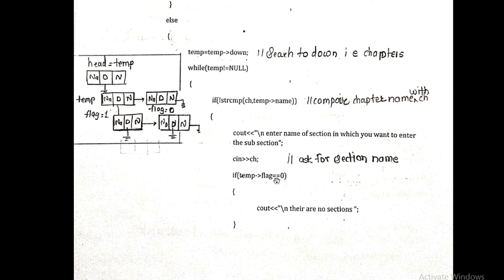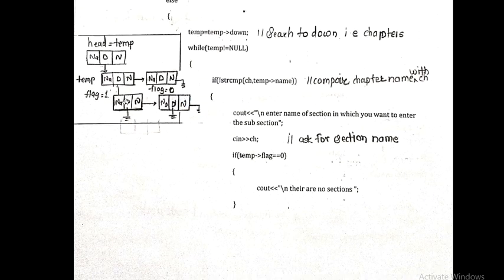But else means if the flag of the chapter is 1, meaning the chapter has sections, then we need to again search for my section name. So how am I going to search? Now again we are moving our temp to temp of down. Now my temp is showing the section. Before this my temp was showing the chapter. As I am moving temp equal to temp of down, for that particular chapter I am moving down, towards the section of that chapter, right? So temp is now showing the sections.